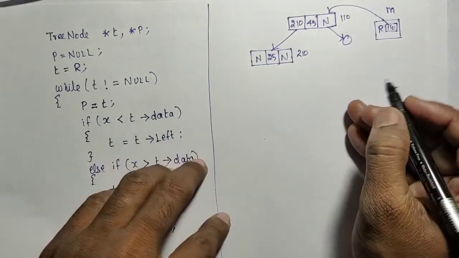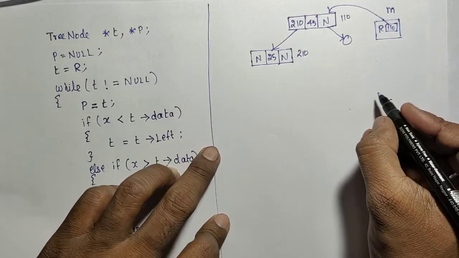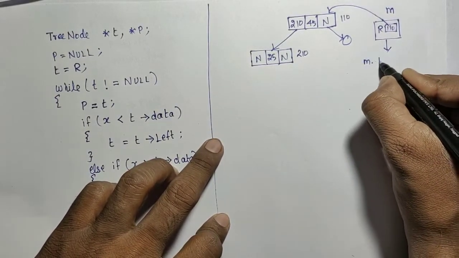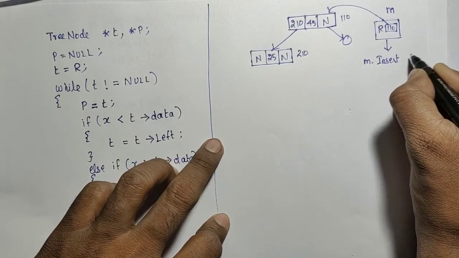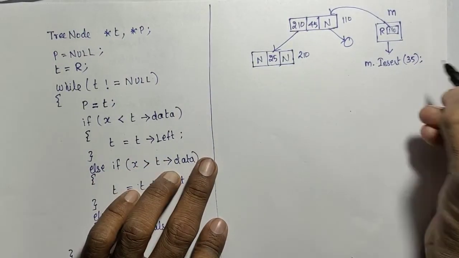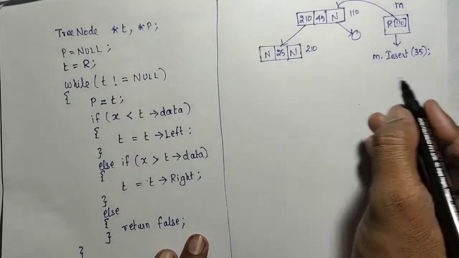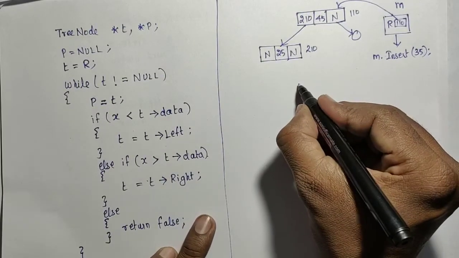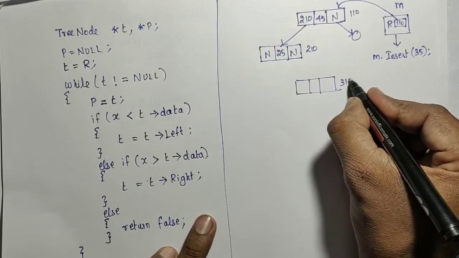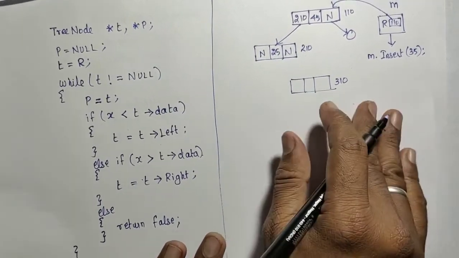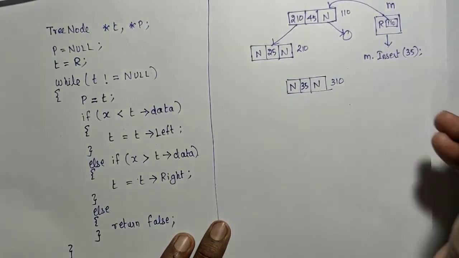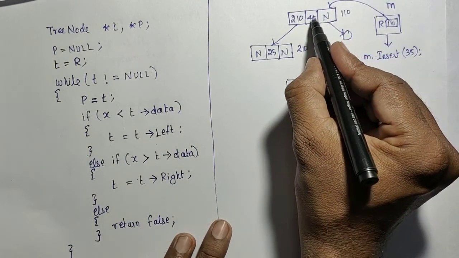Now if we are going to call m dot insert of 35, what is happening here? As per our code, the new node will be created, say this is 310, and the data field is 35, and left and right will be null. I have to start searching from the first node, the root node.